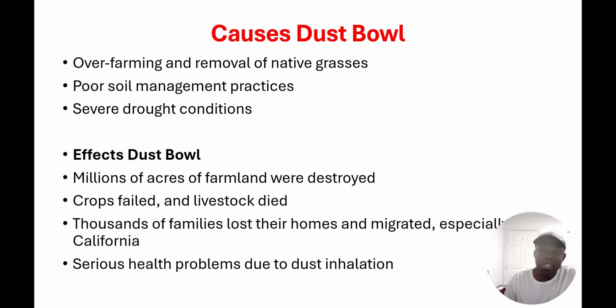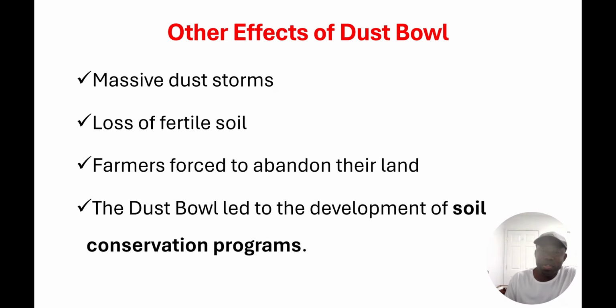Now, the effect is that millions of acres of land were destroyed. Crops failed. Thousands of families lost their lives, and a lot happened. So, in short, the Dust Bowl was a massive dust storm, with loss of fertile land and farmers forced to abandon their land. So the Dust Bowl led to the development of soil conservation.